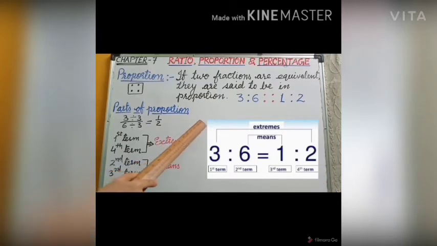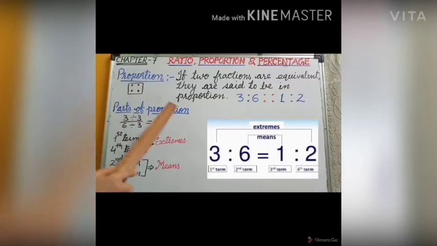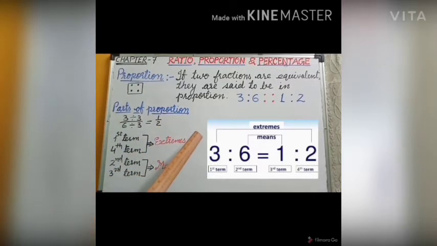So if two ratios are equivalent, we can represent them as an equation. So we can write 3 is to 6 proportion to 1 is to 2. See, this is the symbol of proportion. If two ratios are equivalent, we can write this proportion sign between the two equivalent ratios. Here we can write 3 is to 6 proportionate to 1 is to 2.